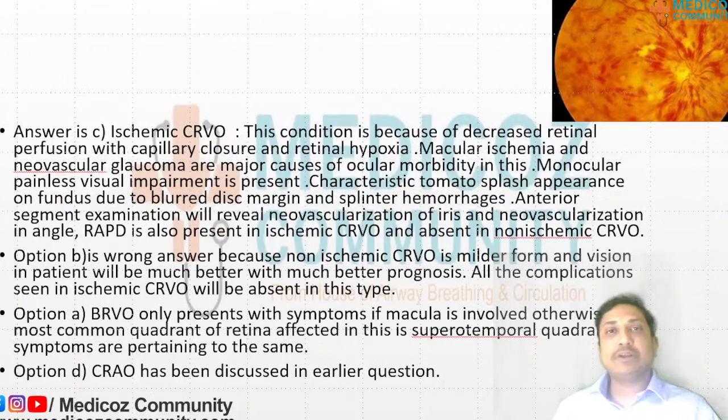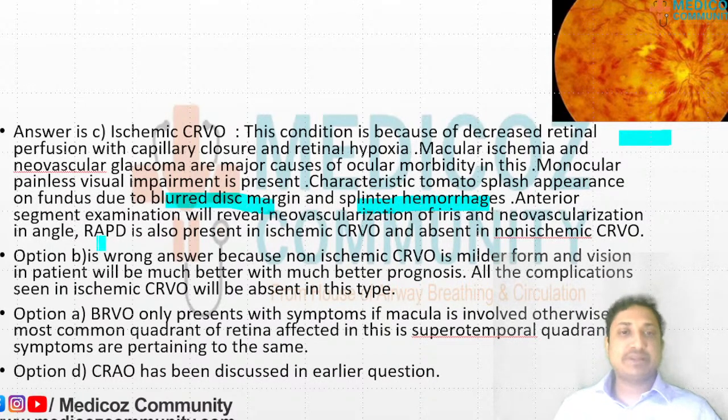So this is how the tomato splash appearance looks. This is the figure. Tomato splash appearance because there are splinter hemorrhages and blurred disc margins. Also, RAPD is present in the ischemic CRVO and absent in non-ischemic CRVO.